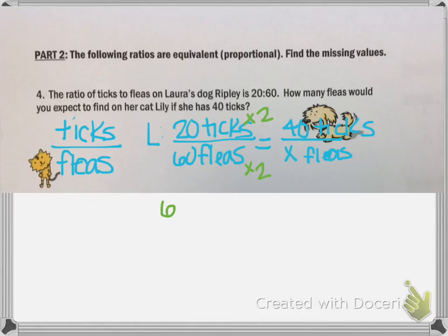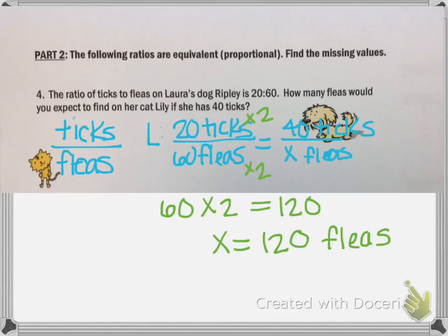So by multiplying 60 times 2, that's going to give us how many fleas the cat has. So 60 times 2 is 120. So then after that, we will write x equals 120 fleas, because that is our final answer that we were trying to solve. We also want to box it so we can find it in all of our work.